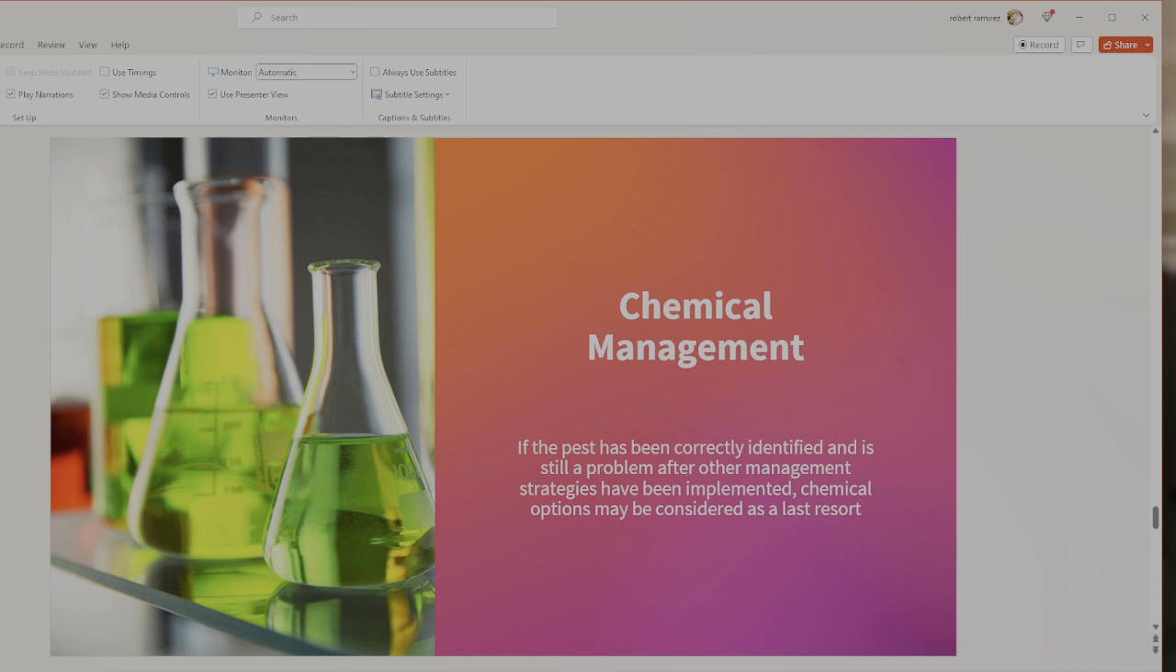Chemical management. If the pest has been correctly identified and is still a problem after other management strategies have been implemented, chemical options may be considered as a last resort. Keywords being last resort.